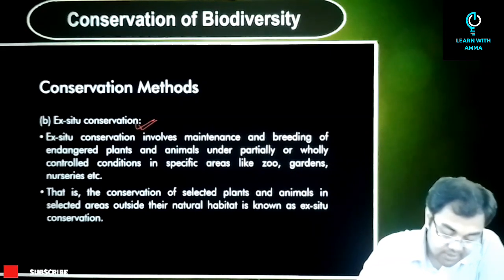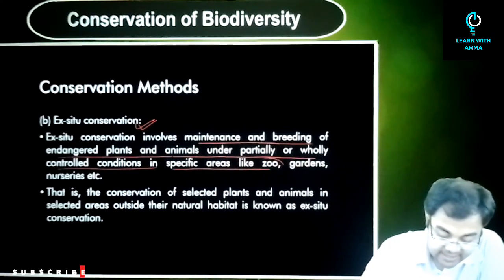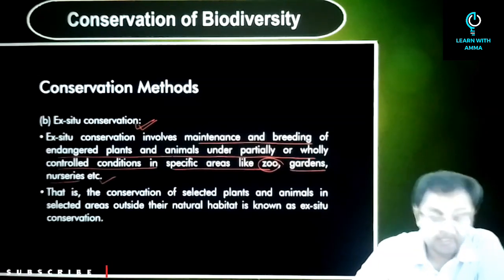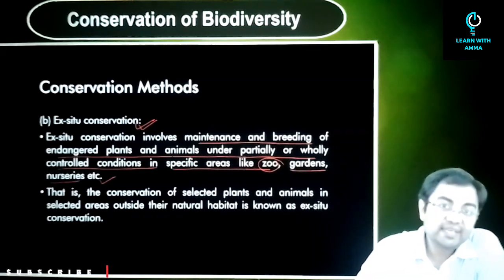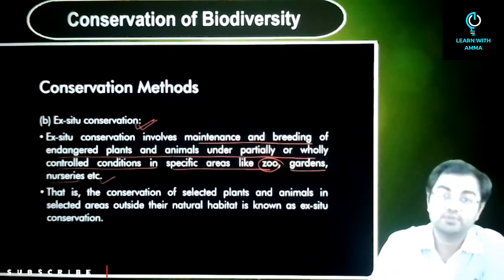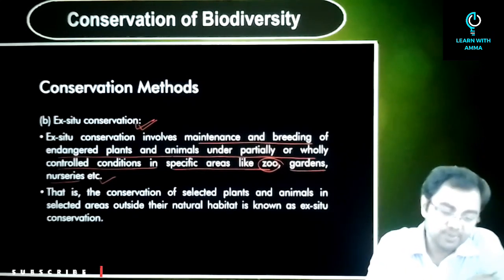So ex situ conservation involves maintenance and breeding of endangered plants and animals under partially or wholly controlled conditions in specific areas like zoos, gardens, that is botanical gardens, nurseries, etc. All these come under ex situ conservation. Why? Because you have taken the species away from the natural habitat, and that is where you are trying to conserve or save the species.